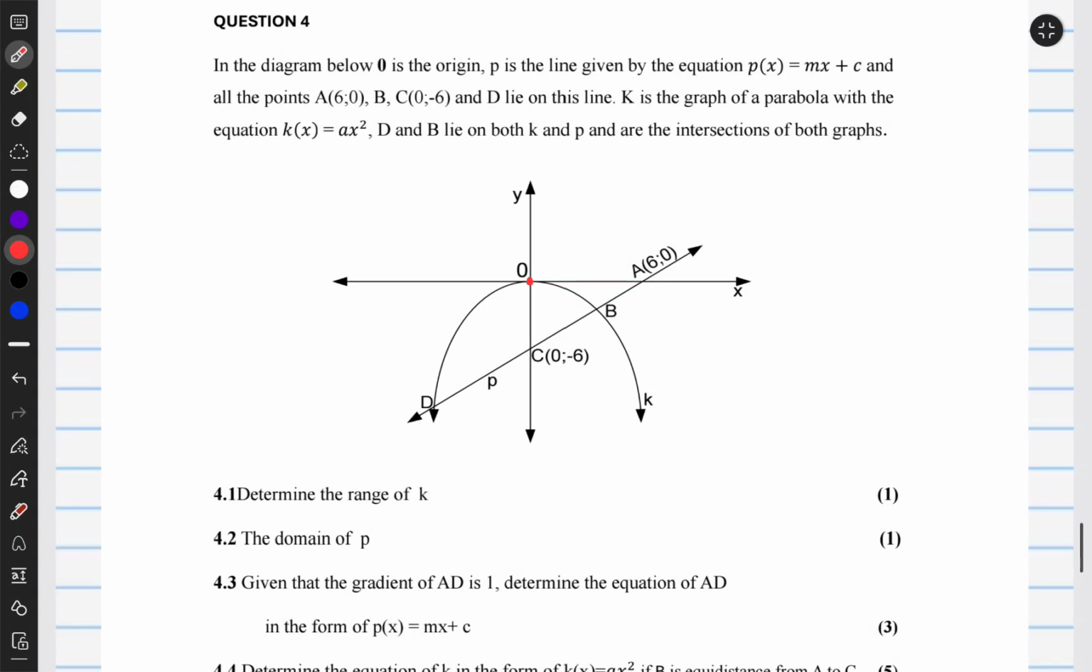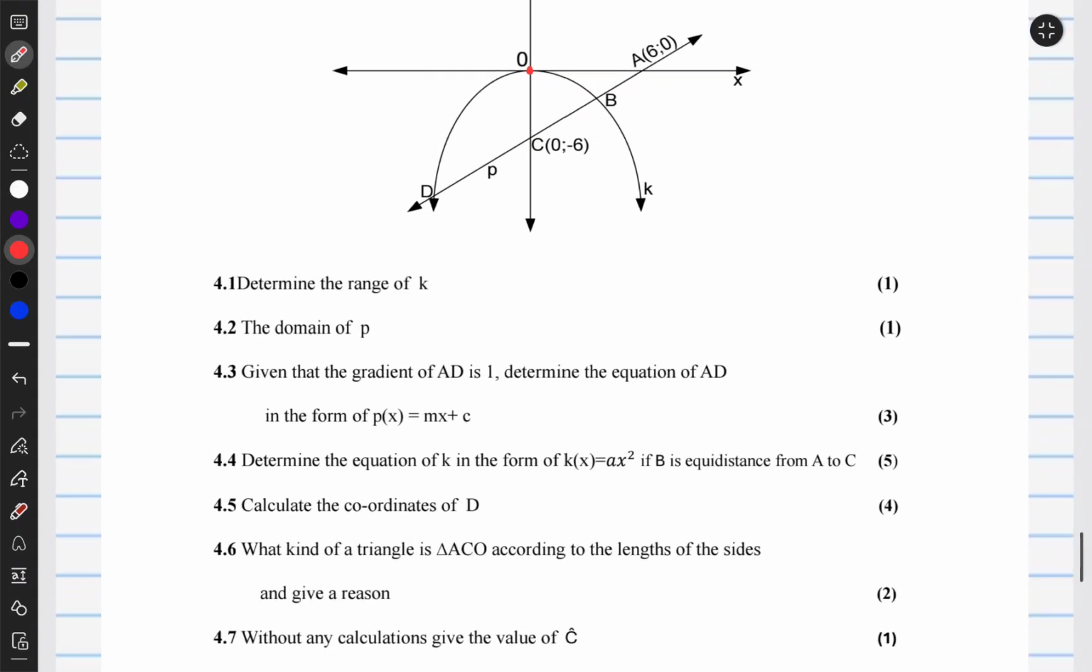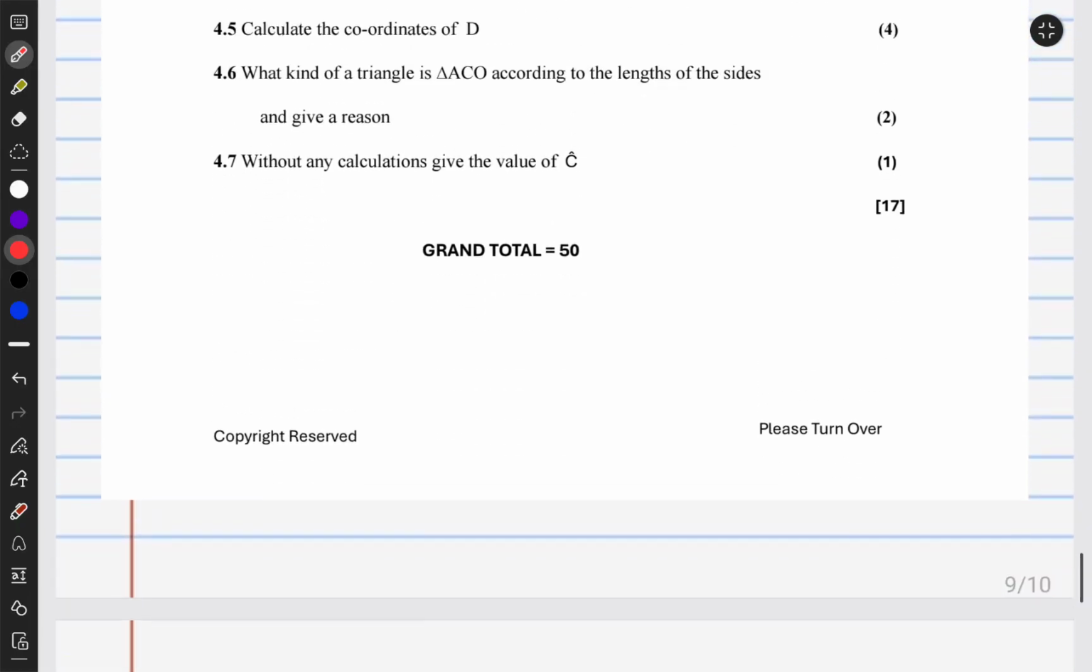From the word go, we are asked to determine the range of k. So we have to determine all the y values for which the parabola, or the k function, exists.